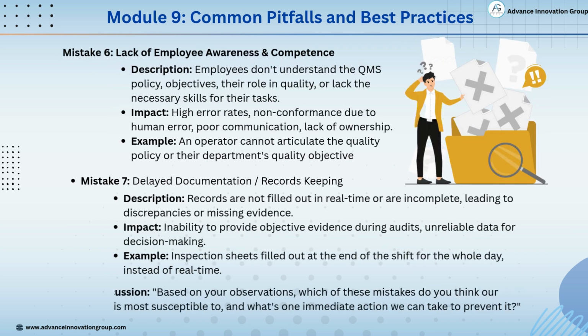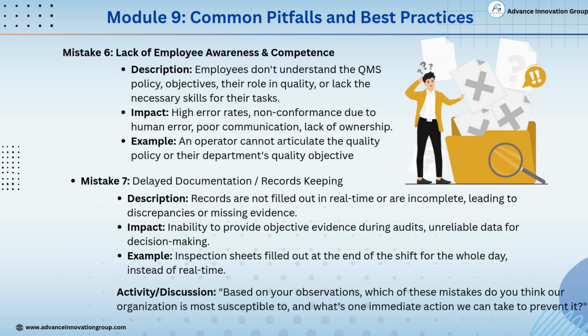Now let's move to the final 2 common mistakes seen during IATF 16949 implementation. Mistake 6. Lack of employee awareness and competence. Description: employees don't clearly understand the QMS policies, quality objectives, or their role in quality. They might also lack the skills needed for their tasks. Impact: this leads to high error rates, human error, non-conformances, and poor communication.